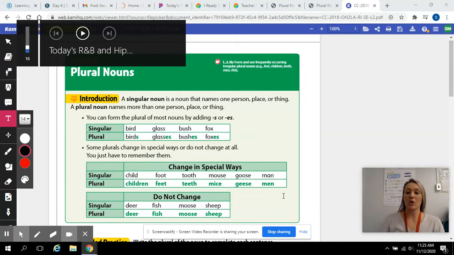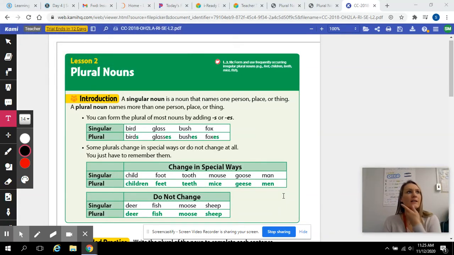All right, so we're going to work on plural nouns. I believe the last one we did was common and proper nouns. So let's move into plural nouns.